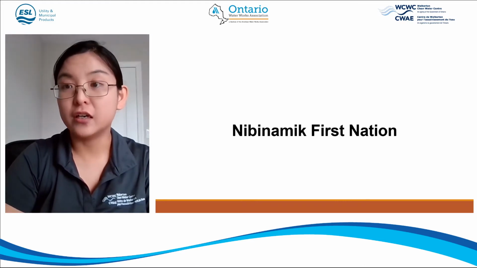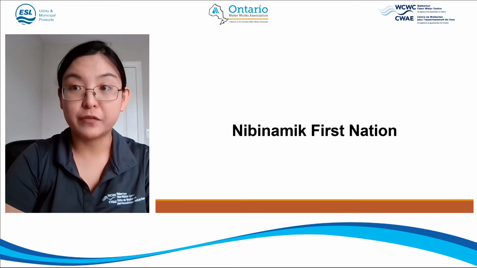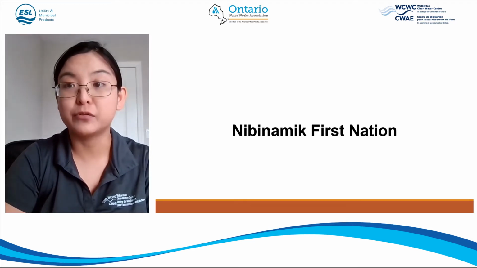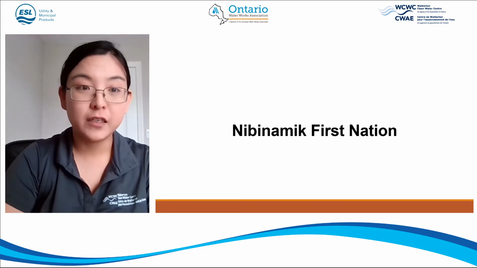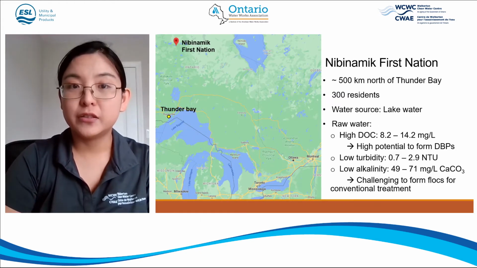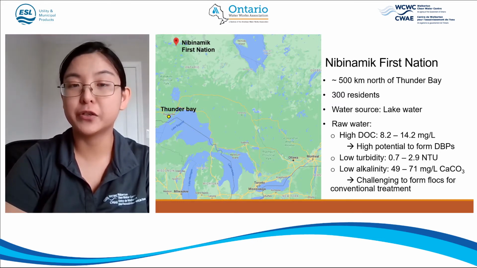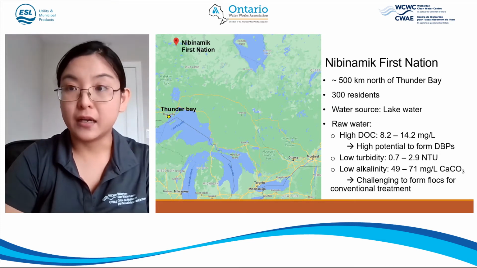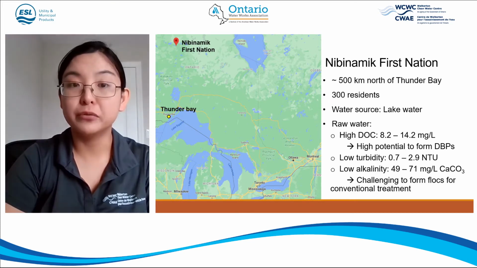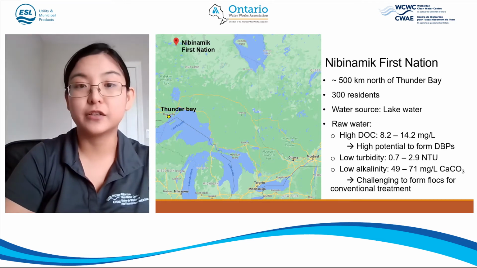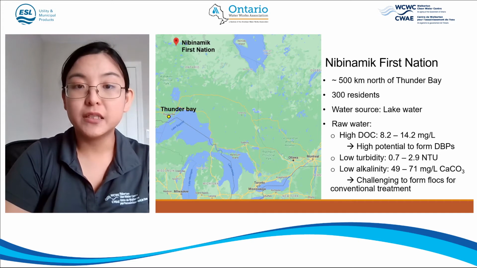So I'm going to share 2 of our previous experiences on how we reduce THMs and HAAs by removing NOM from water. The first one is the Biinjitiwaabik First Nation. This First Nation is located about 5 kilometers north of Thunder Bay. It is a fly-in community, or we can access it by winter roads. It has about 300 residents and uses lake water, surface water, as a water source.